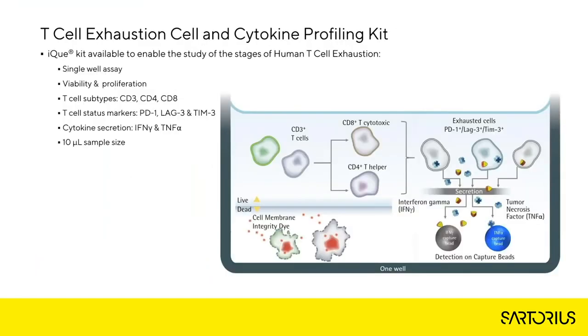Sartorius have produced the T-cell exhaustion cell and cytokine profiling kit, which is available for violet, blue, red laser IQ and IQ3 systems. This reagent kit allows for the quantification of viability, proliferation, T-cell subtypes CD3, CD4, and CD8, T-cell status markers PD-1, LAG-3, and TIM-3, and also cytokine secretion of interferon gamma and tumor necrosis factor alpha, all from a single well. Cytokine standards are provided to allow quantification of protein production, and predefined compensation settings allow the user to quickly ascertain their results.